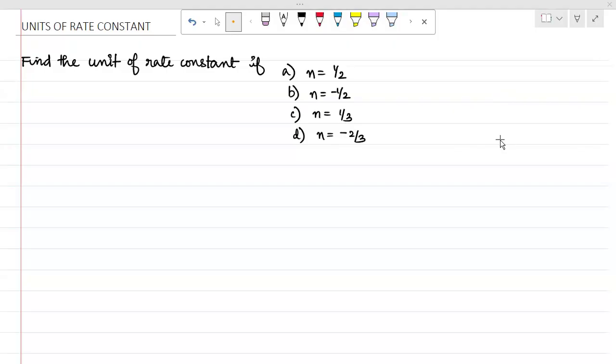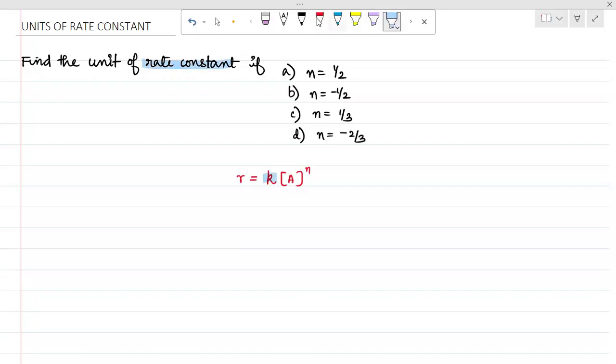Before proceeding, there was a homework regarding the unit of the rate constants if the values of n are A, B, C, D as follows. So, let's try. What did we say yesterday? That the rate of reaction is proportional to the active masses of the reactant raised to some power, and the proportionality sign is compensated by a proportionality constant, and this constant is named the rate constant.